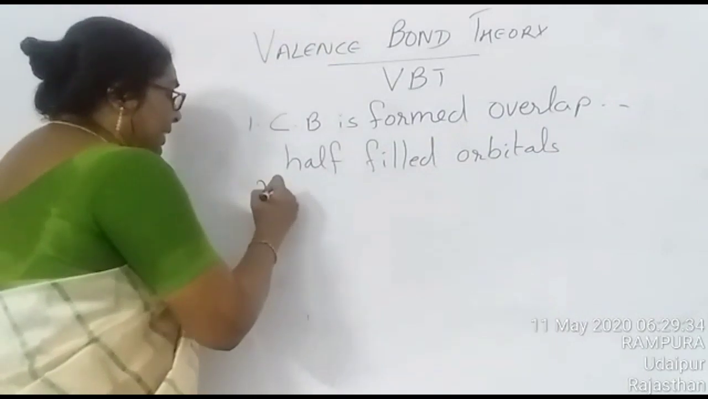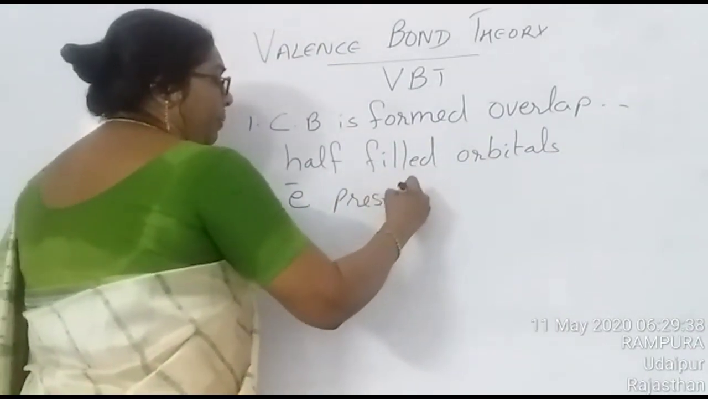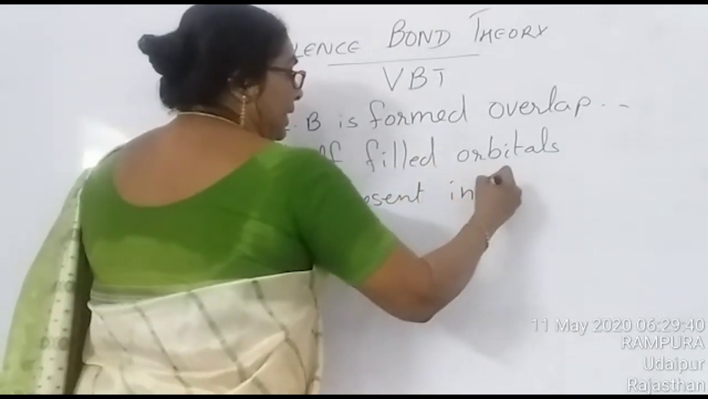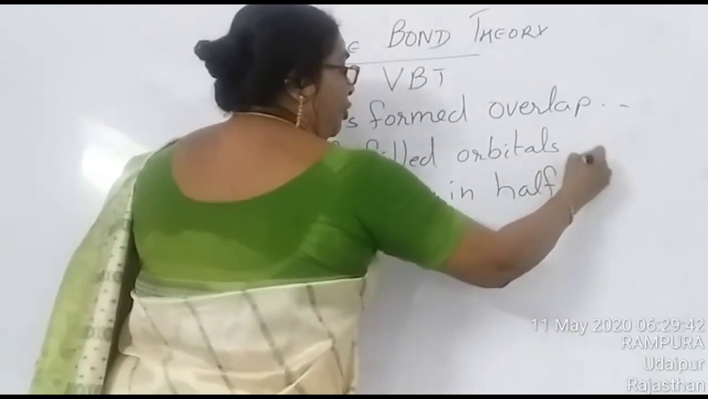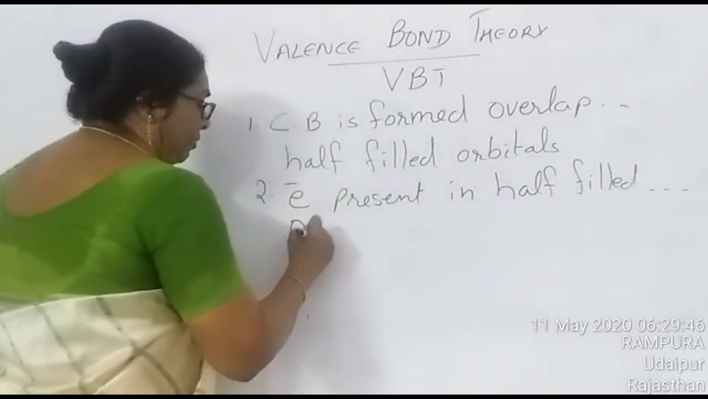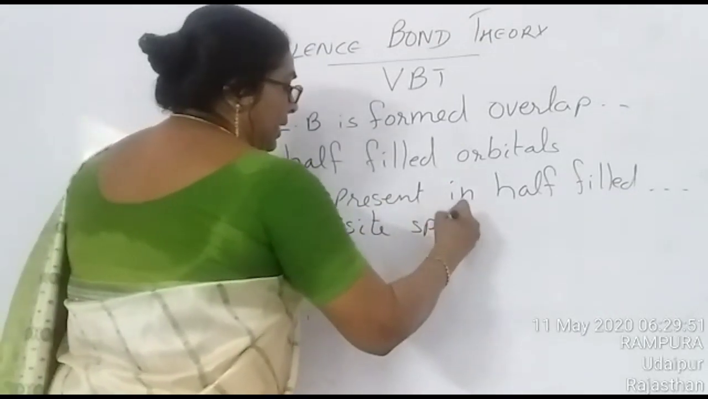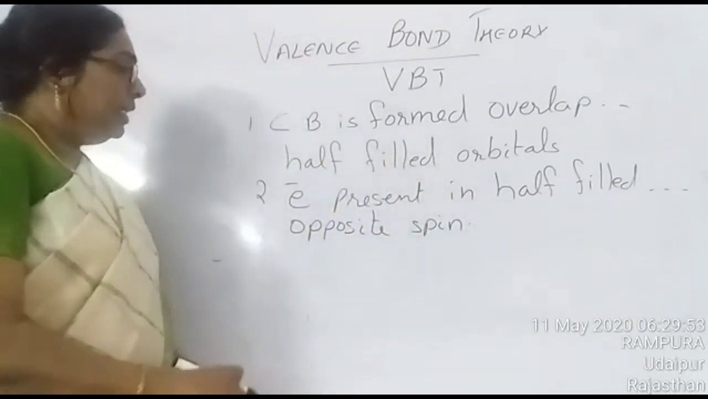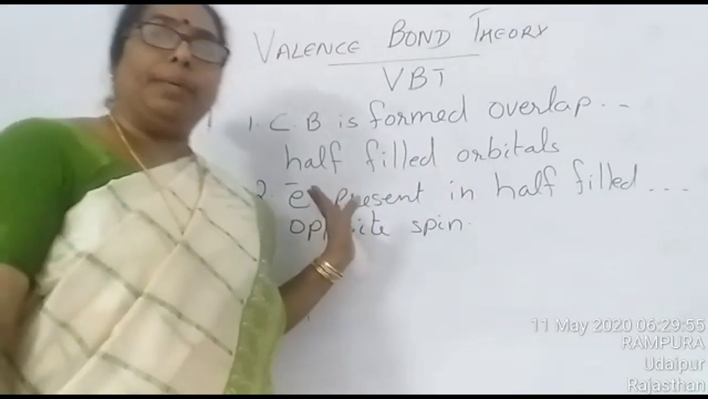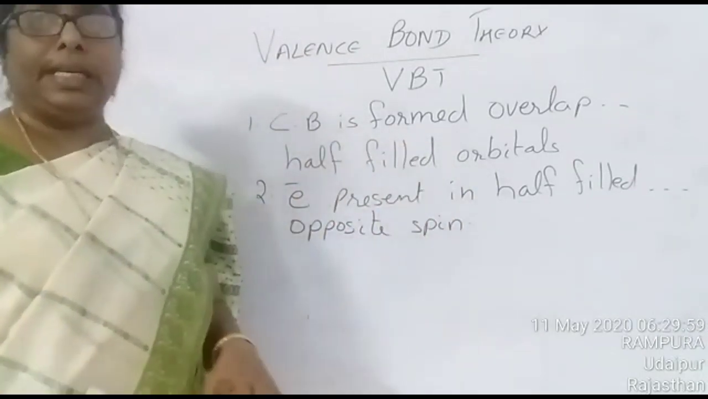Second postulate, we can say that the electrons present in half-filled atomic orbitals will have opposite spin. Children, you must have studied about spin in the second chapter, so I am just telling that now. Electrons present in half-filled orbitals will have opposite spin.